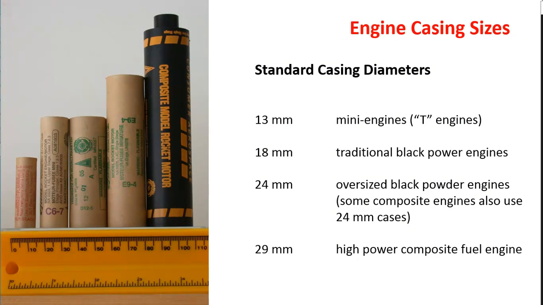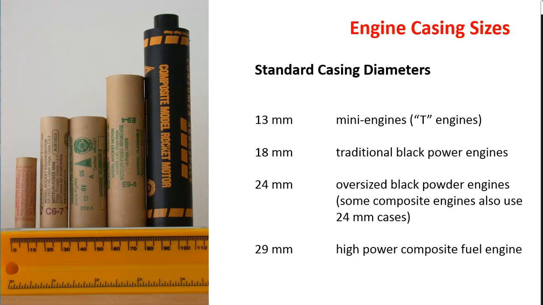This picture shows a variety of engine sizes. They range from the small mini or T engines that are 13 millimeters in diameter up to the large 29 millimeter engines that would be used in very large rockets. These are not the only sizes of engines available. There are actually engines smaller than this, but they are for very, very miniature rockets, so we don't normally consider those. And there are also engines much larger than these, which would be used in very high power rockets, which we also don't consider because they require a license to be able to use them.